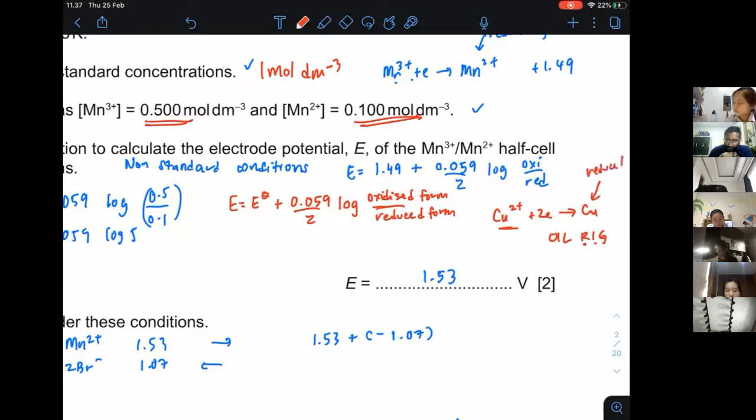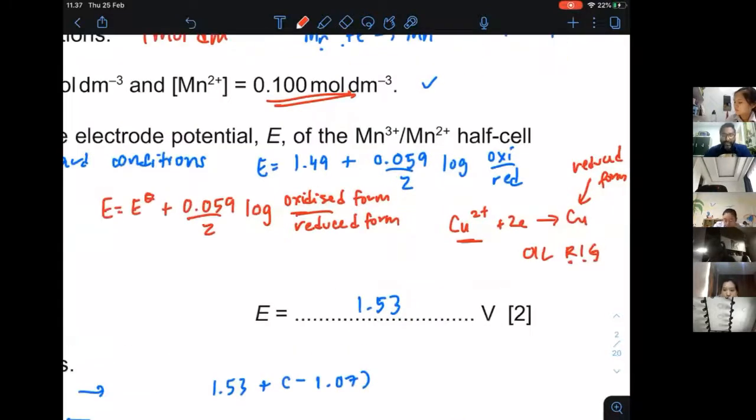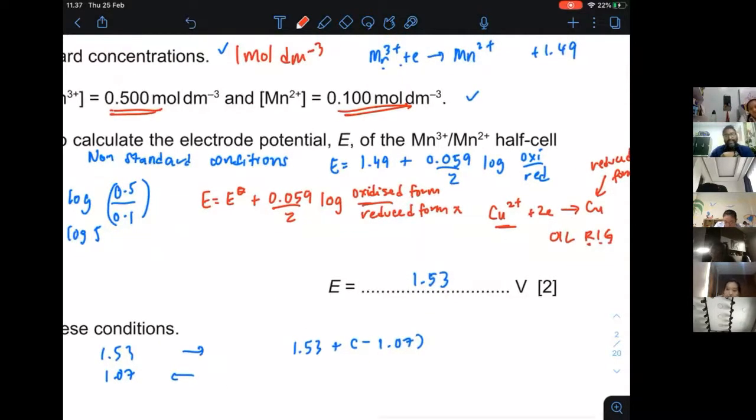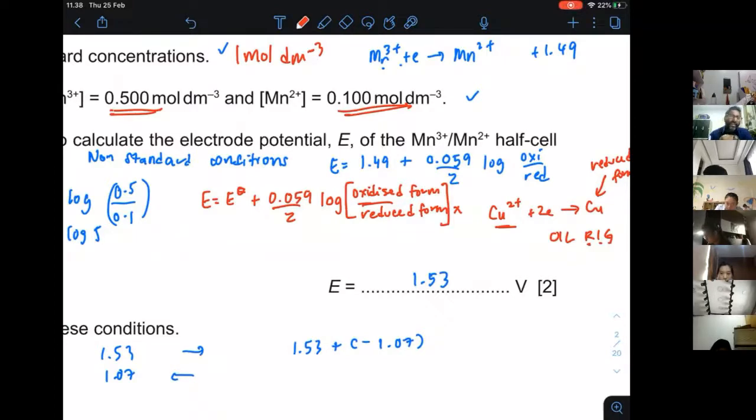When your reduced form is a metal, you don't calculate the concentration of the metal. That's why the reduced form is constant, and why in your textbook they say log oxidized form only. But you must remember the actual formula is not that. The actual formula is oxidized form divided by reduced form. So here it is very important to identify the oxidized form and the reduced form.